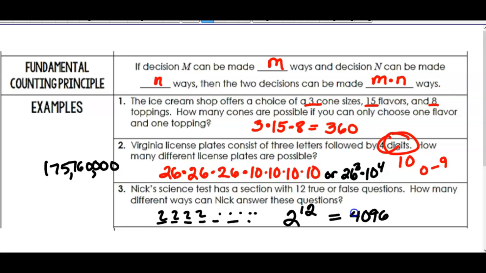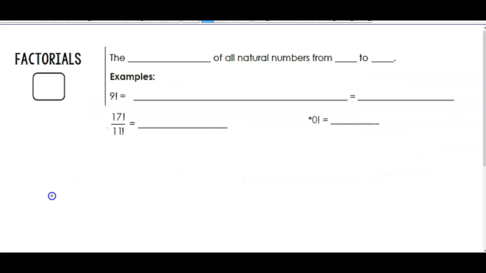I usually just write out blanks, like for the license plate, you could have done, there's 3 of these, and then 4 of these. How many of each? So this was 26 times 26 times 26. All right, I'm not explaining things well this morning.